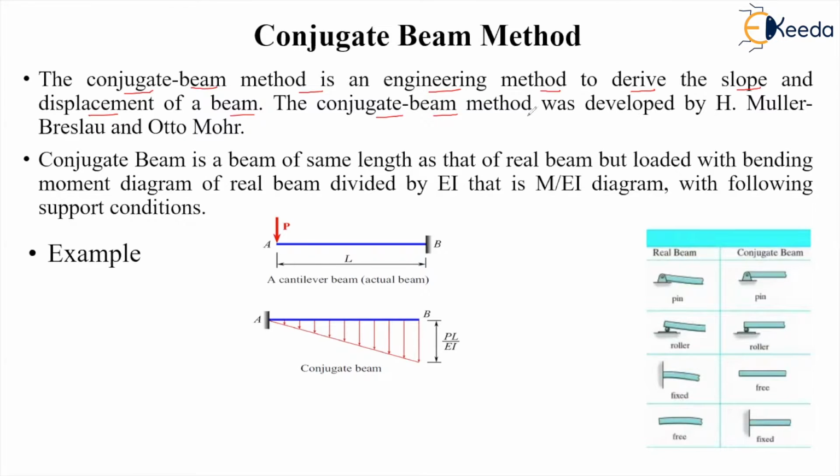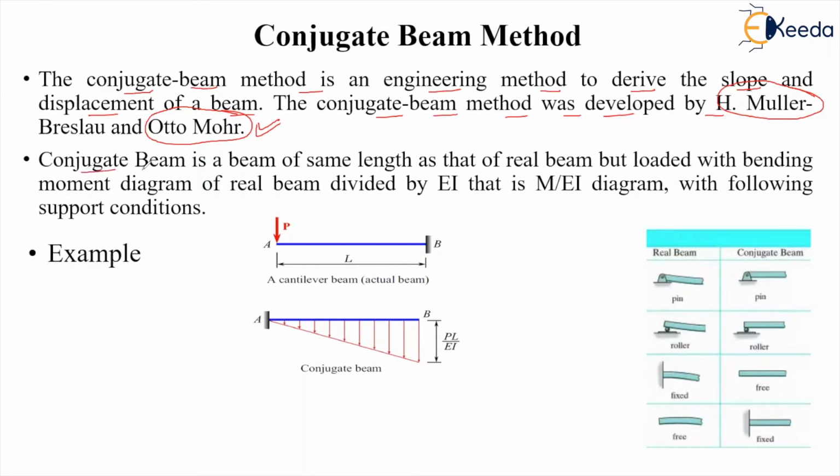The conjugate beam method was developed by H. Muller and Otto Mohr. These two scientists derived this conjugate beam method. But more famous is Mohr's theorem. Two theorems are there, similar to the moment area theorems. There are two conjugate beam theorems, also called Mohr's theorems, but these theorems are different, right?